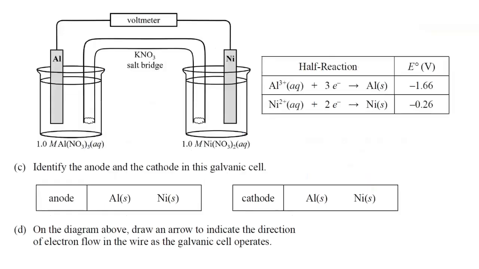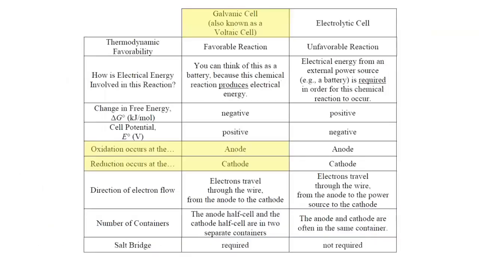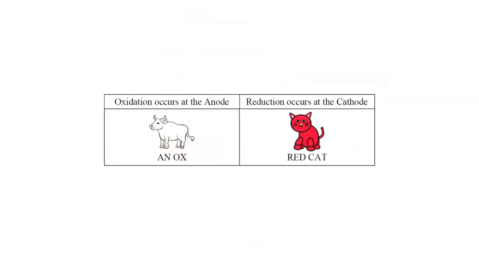Now in part C of this question, it says, identify the anode and the cathode in this galvanic cell. So whether we're talking about a galvanic cell or an electrolytic cell, it's still true that oxidation occurs at the anode and reduction occurs at the cathode. And this is the mnemonic device to help you remember that: an ox and red cat. So oxidation occurs at the anode, reduction occurs at the cathode.